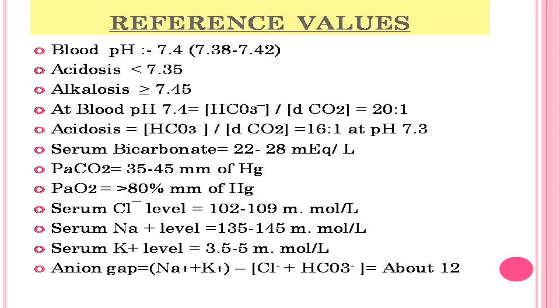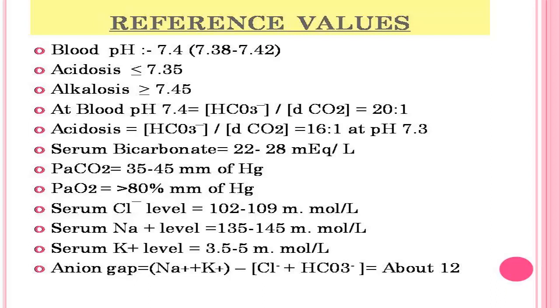And next, the serum bicarbonate level, which is to be within 22 to 28 milliequivalent per liter. PaCO2 will be 35 to 45 mm of Hg, and PaO2 will be more than 80 mm of Hg, and in health actually it is more than 90 mm of Hg. And this is the normal level of serum chloride, that is 102 to 109 millimole per liter. Serum sodium level is 135 to 145 millimole per liter, and in case of serum potassium it will be 3.5 to 5 millimole per liter.